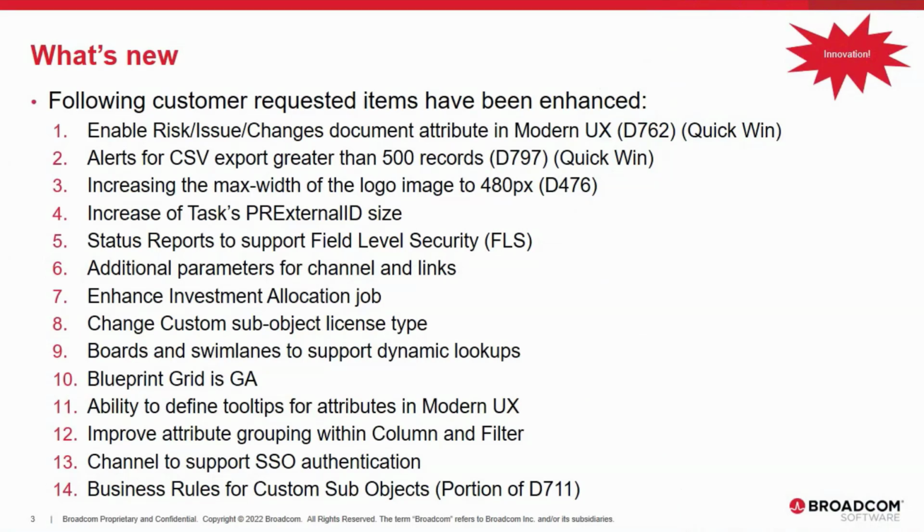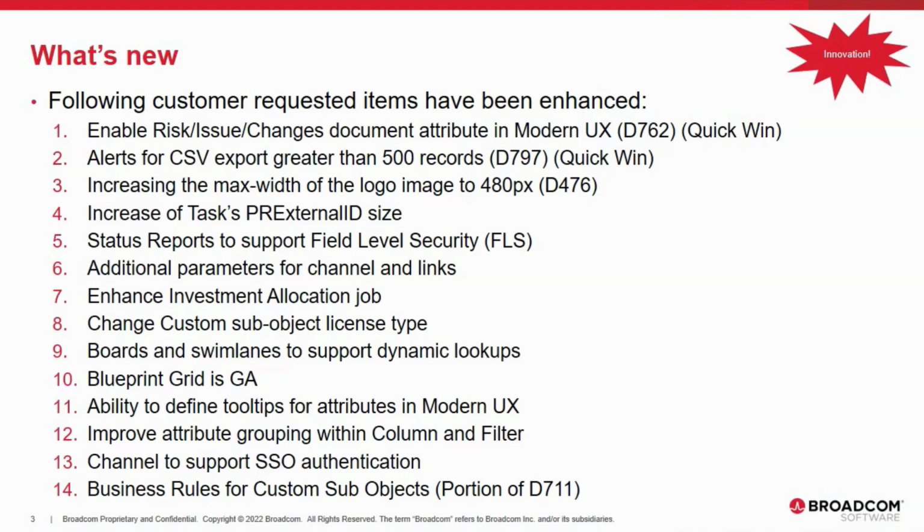Specifically, the items that are going to be addressed in the specific release that are related to customer enhancements are enabling of the document attribute in risk, issues, and changes within modern UX, alerting for CSV export when the export is greater than 500 records, again in the modern UX, increasing the max width of the logo size in modern UX, increasing the task PR external ID size. Status report will now support field level security. Additional parameters that can be passed to channels and links.